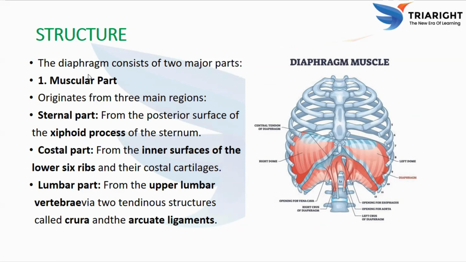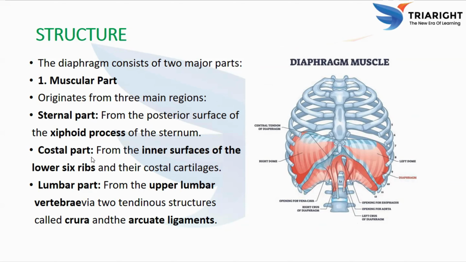Coming to the sternal part, it originates from the posterior surface of the xiphoid process, the lower tip of the sternum. This is also called the front portion of the diaphragm. So the front portion of the diaphragm is the sternal part.